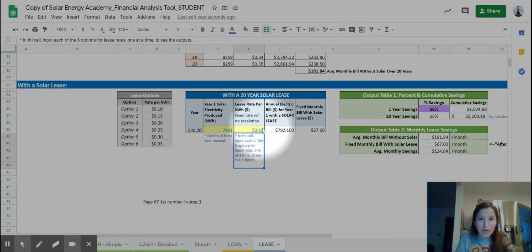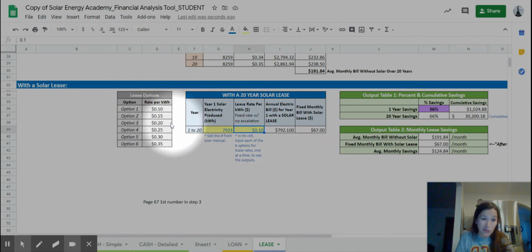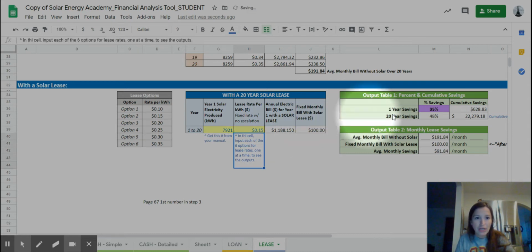Good. Now we're going to do the second rate. In our chart, it says 0.15. The chart's also over here. So option 2 is 0.15. So I'm going to type in 0.15, enter. That's the second percent I'm going to write down. Now, again, this is for customer 0. You want to do it for your customer.